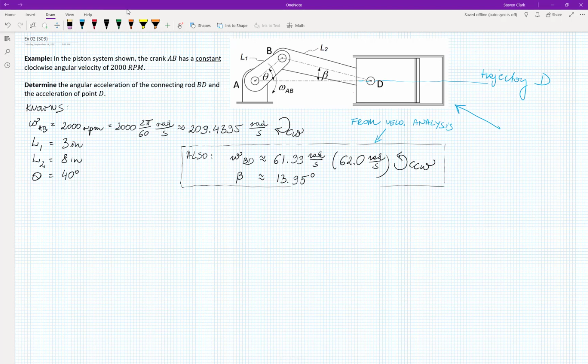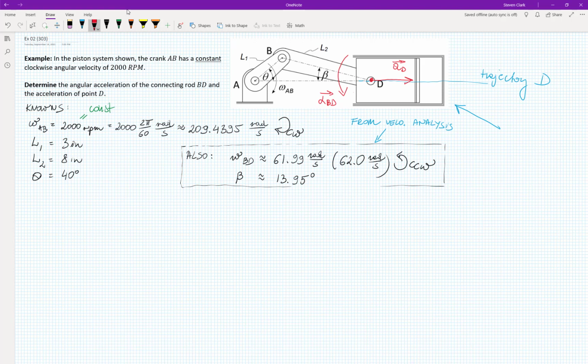What do they ask us for? Oh, one more piece of information. This is constant. Yeah, that omega AB is constant. And what do they ask us for? They ask us to find the angular acceleration of the other link, alpha BD. This is not known. And also they ask us to figure out the acceleration of this point D. So we are just going to find these two vectors.